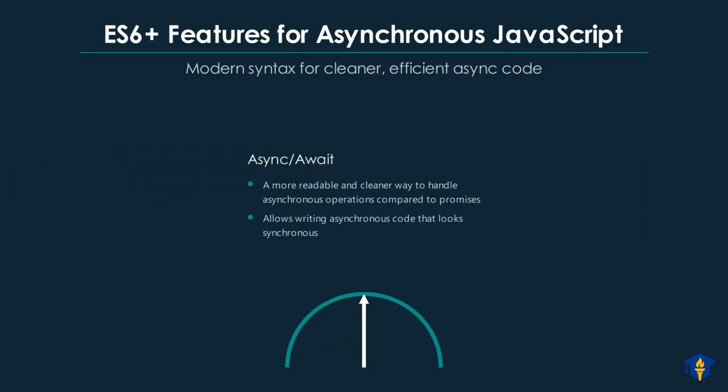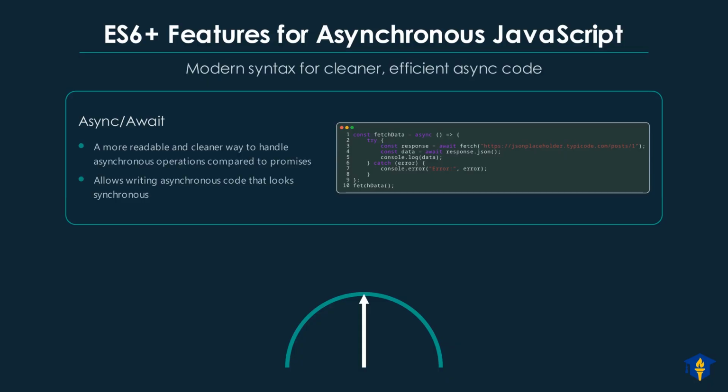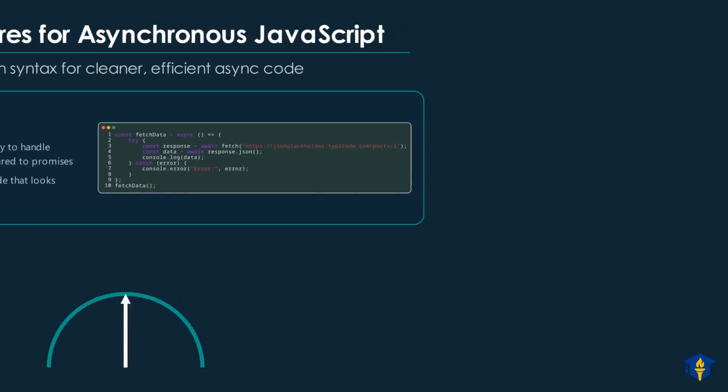Async/await offers a more readable and cleaner way to manage asynchronous operations than promises. It allows you to write asynchronous code that appears synchronous, making complex flows easier to understand. This example shows how to use async and await keywords to fetch data from an API in a clear manner.